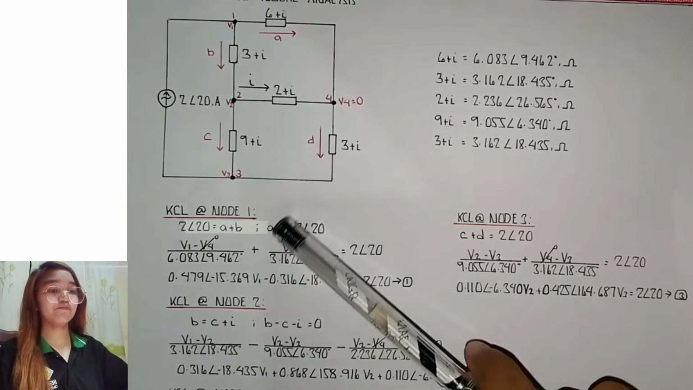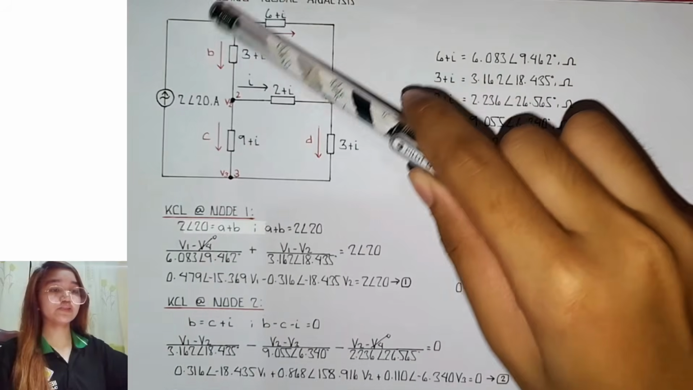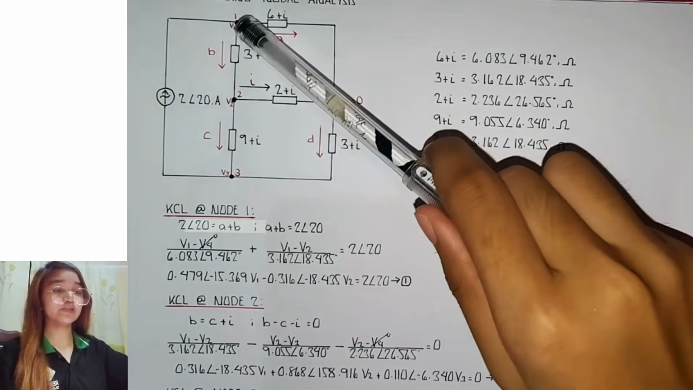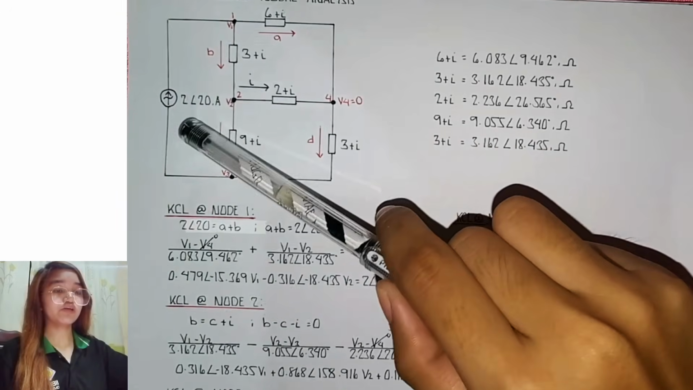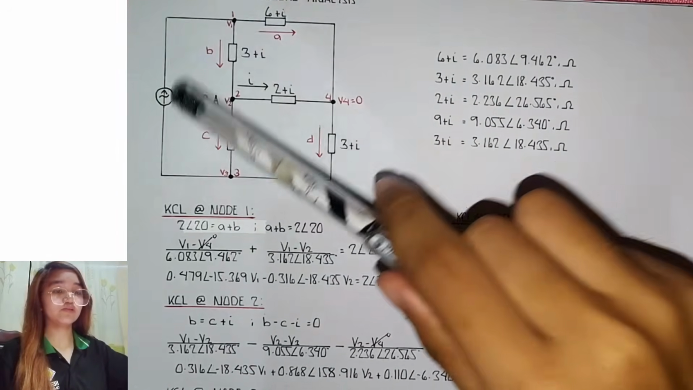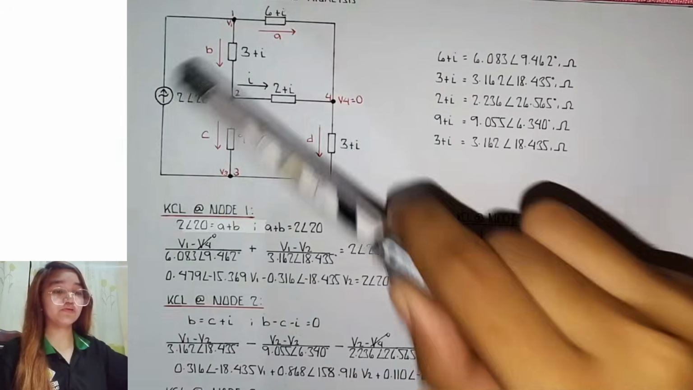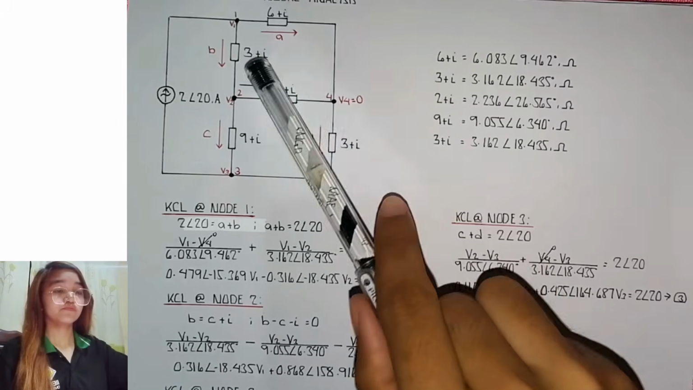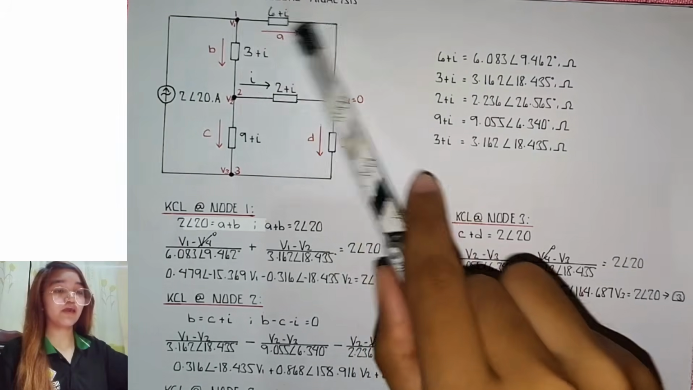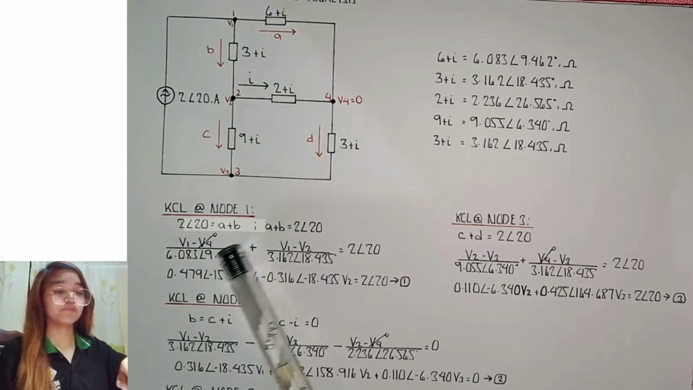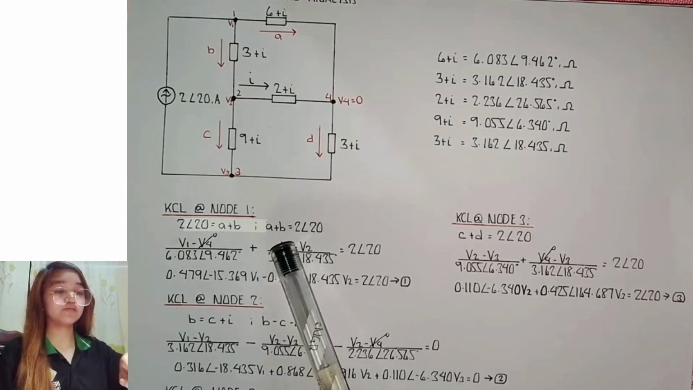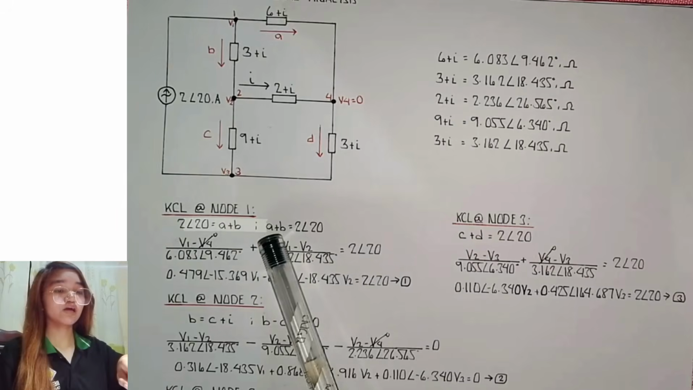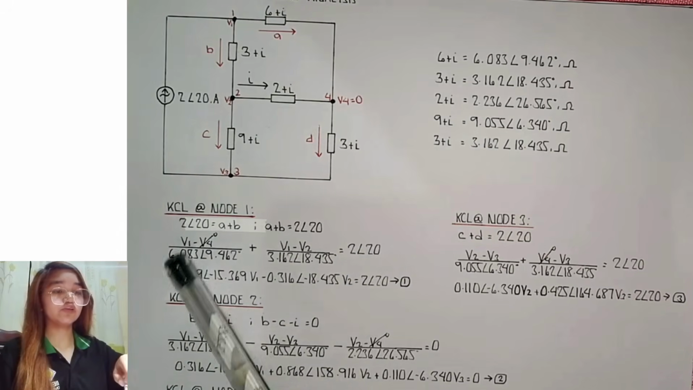So KCL at node 1. So this is the node 1. So our equation here is, what are the currents going in to node 1? So 2 angle 20 is equal to the current going out of node 1, which is A and B. So A plus B. And our equation now is A plus B is equal to 2 angle 20.